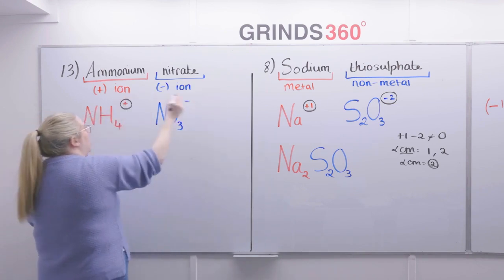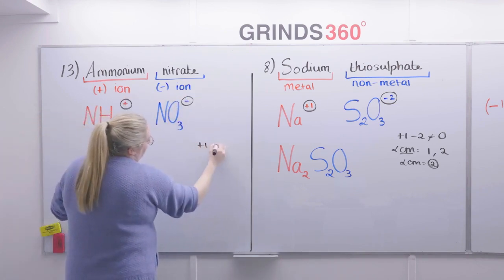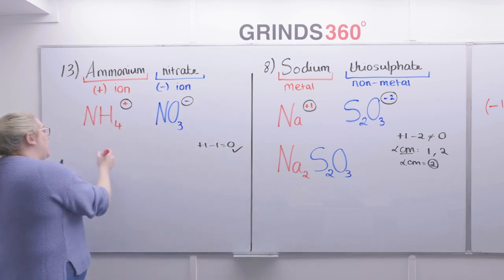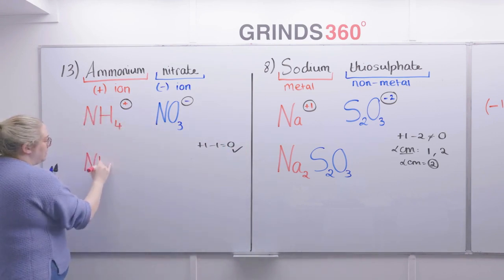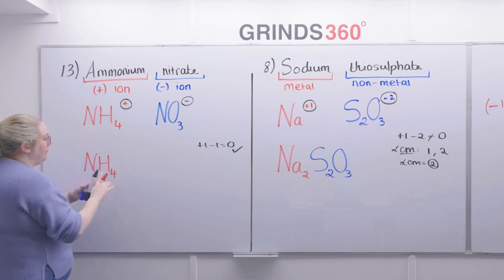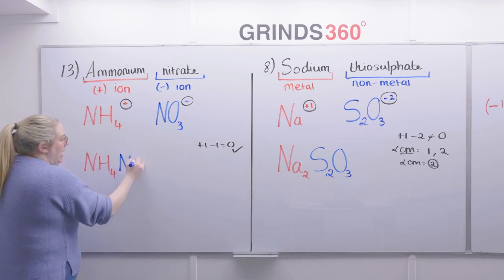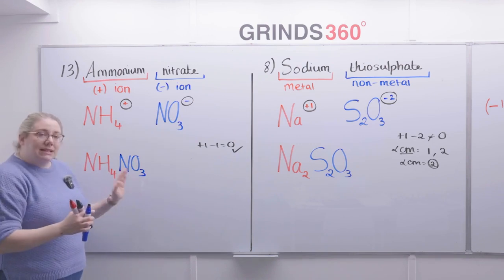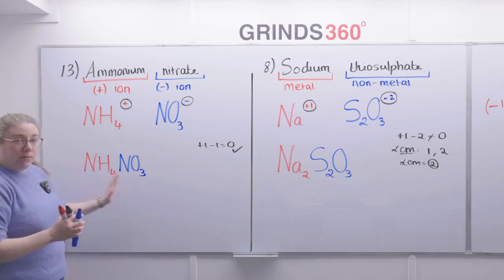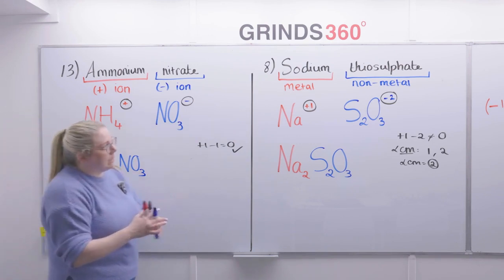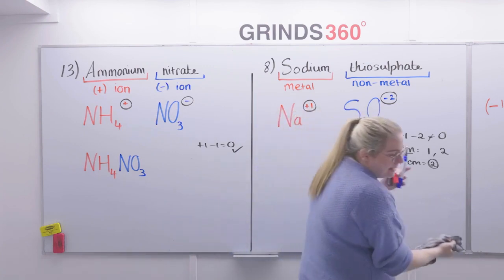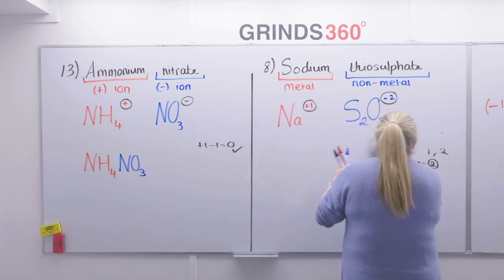You have +1 minus 1 is equal to 0. So you need one of each in the formula. Now when you're writing the formula, the positive one comes first. So it's NH4, and then you have your NO3 written after it like that. You don't need brackets here because you only have one of each of your polyatomic ions, so no brackets are needed. Now, the last one I want to have a look at is number 14, which is calcium phosphate.